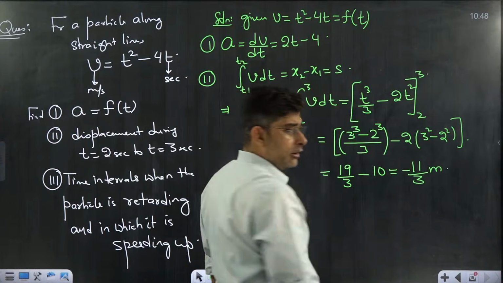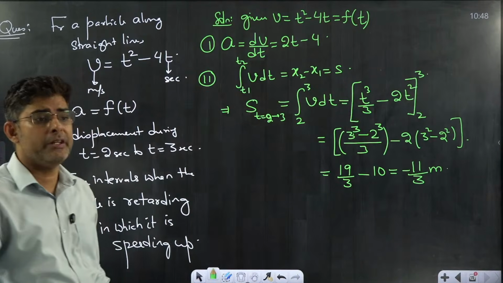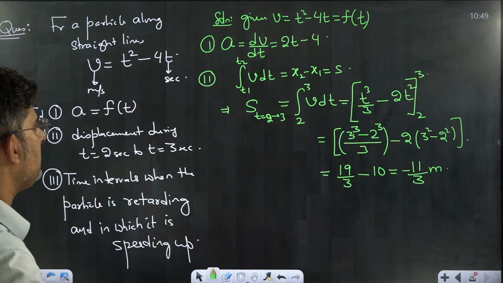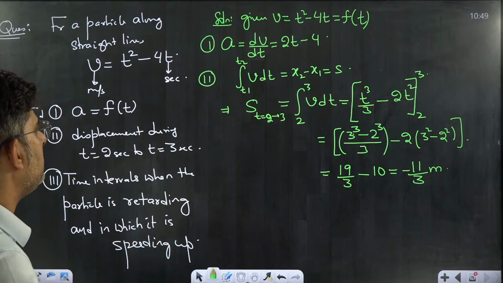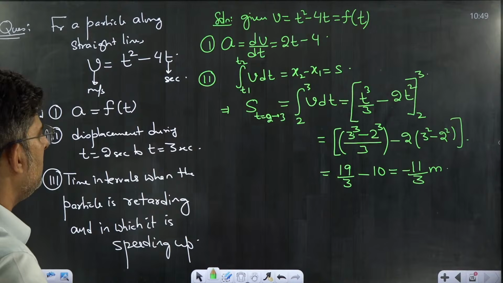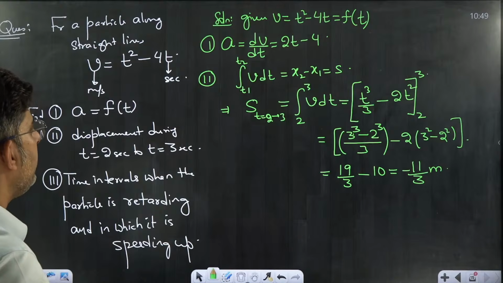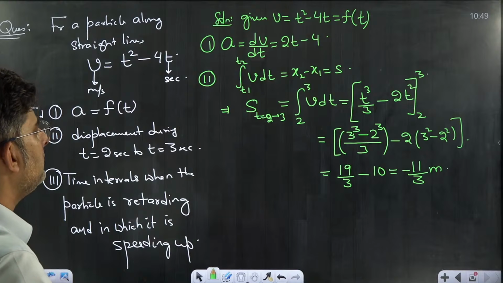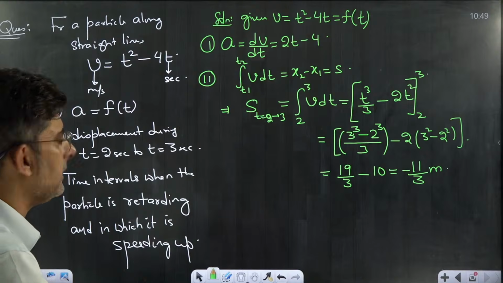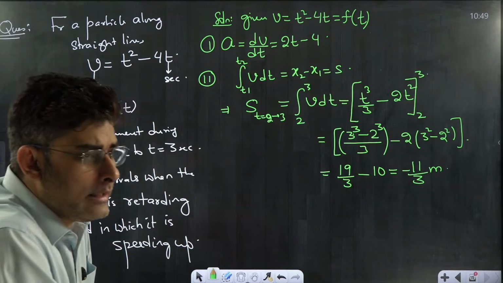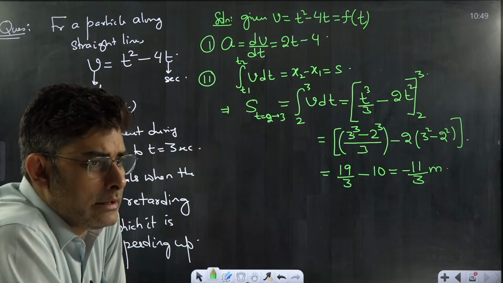I have said earlier also that displacement can be positive, negative, zero, whatever. So here we are getting minus 11 by 3. I hope I have done the calculation correctly. Check from your end. 27 minus 8 is 19 by 3 and we have here minus 10. So 19 minus 30, minus 11 by 3. Are the two parts clear to everyone? Yes, minus 11 by 3. Are the two parts clear?